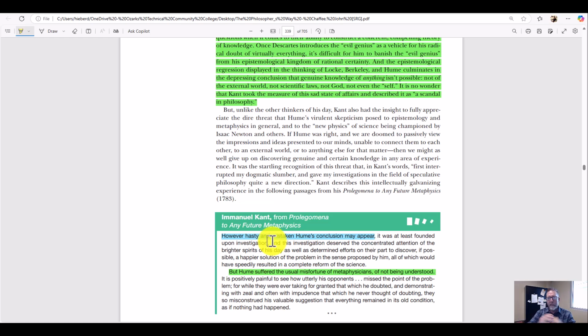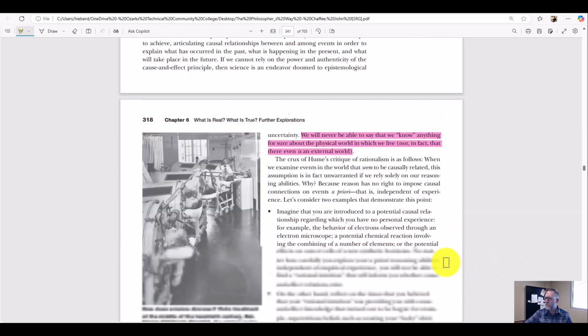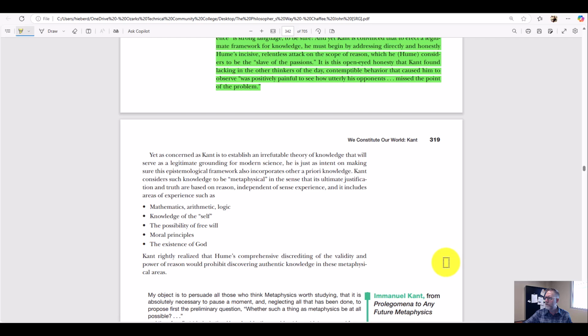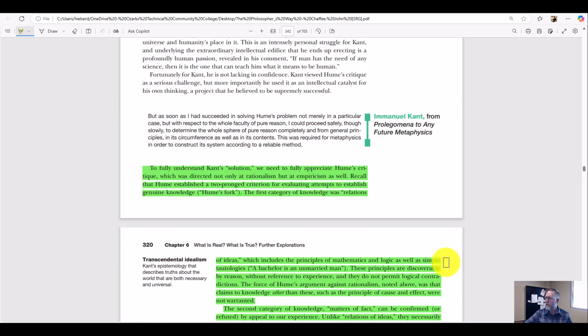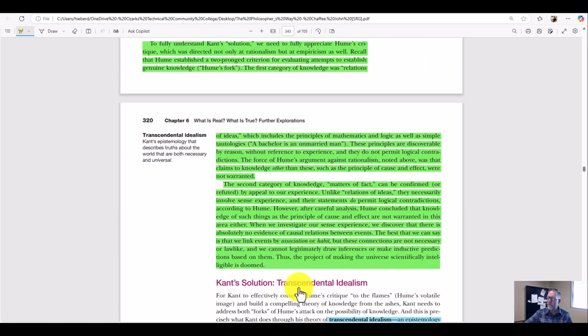So I'm going to stop right there, and in the next lecture video, I'm going to be picking up on page 343 of the text. Well, actually, technically speaking, the very bottom of page 342. But we're going to be emphasizing this section right here, transcendental idealism.